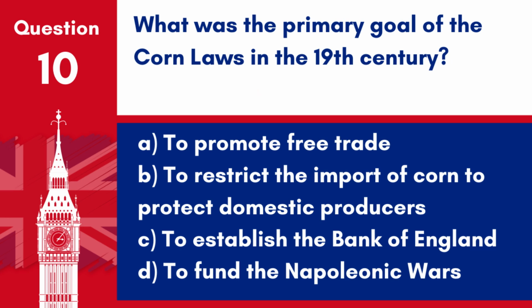Question 10. What was the primary goal of the Corn Laws in the 19th century? A. To promote free trade. B. To restrict the import of corn to protect domestic producers. C. To establish the Bank of England. D. To fund the Napoleonic Wars. Answer B. To restrict the import of corn to protect domestic producers. The Corn Laws were implemented to protect British agriculture by restricting corn imports.